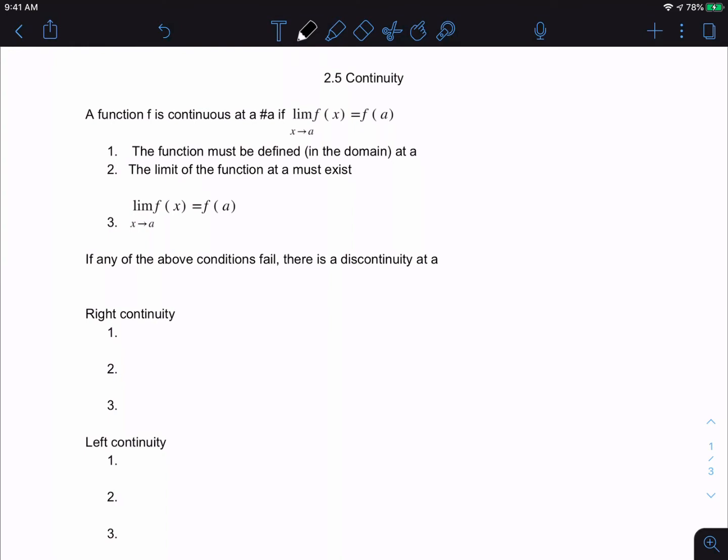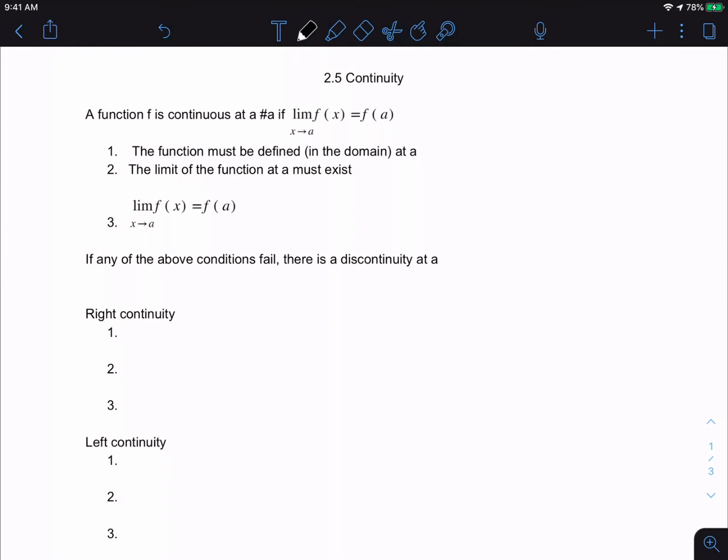What's cool is I'm just going to be reinforcing some things for you guys too. So in order for a function to be continuous at some number a, the limit as x approaches a of f of x is going to equal f of a. We have three things that must hold true. The first is that the function must be defined at that x value a, meaning that f of a has to be some real number on the function.